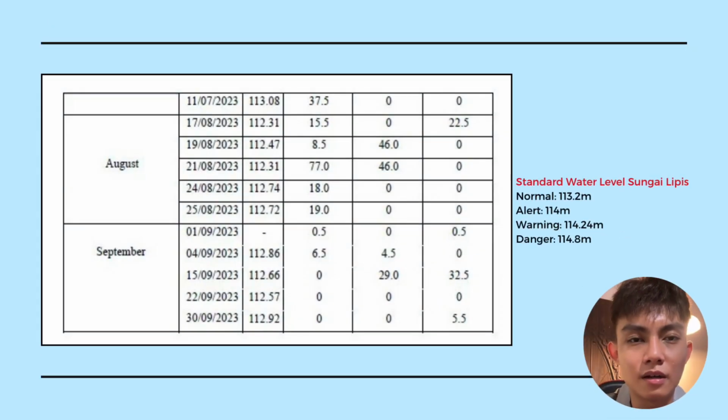For this slide, we can also see clearly in August and September the water level for the Sungai Lipis at Batu Malim and the rainfall data at 3 stations. We selected the 5 highest rainfall data and water level in August and September 2023. So that's all for the data presentations.